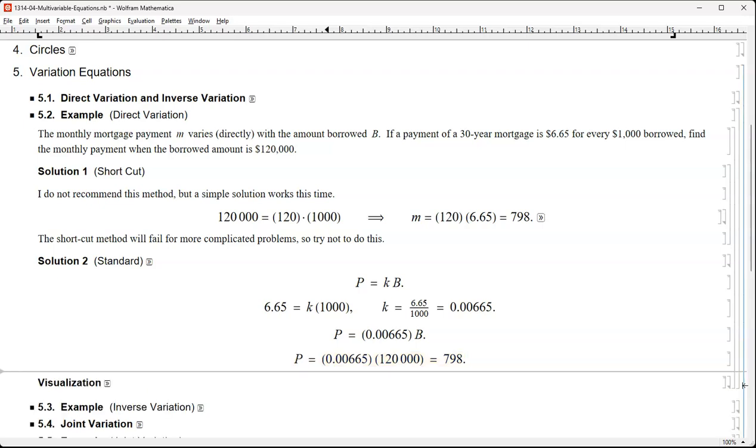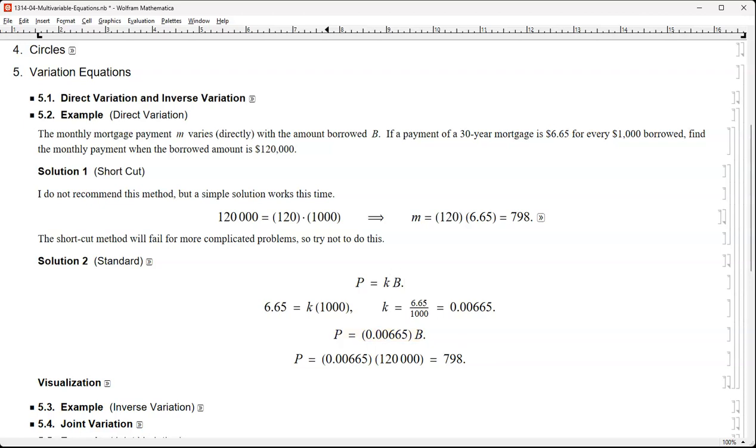That's the standard solution. 4-step process. Step 1, the variation equation. Step 2, put the numbers in to find K, the proportional constant. Step 3, put K back in to complete the equation.